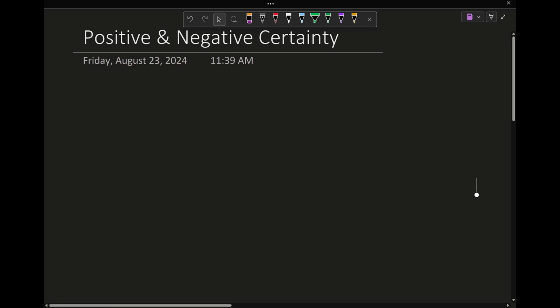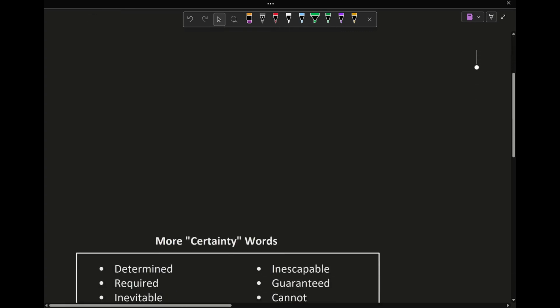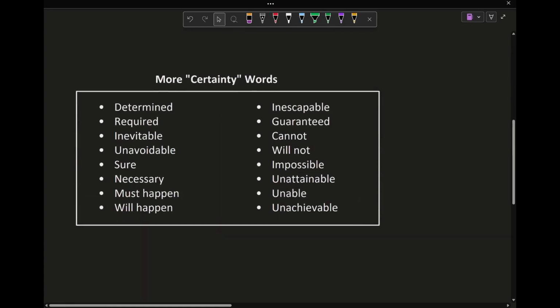in different conditions. So for a few more words that can be used to describe certain scenarios, here's a quick list. This list is not exhaustive, but it is a good gathering of words. So these are words like determined, required, inevitable, unavoidable, sure, necessary, must happen, will happen, inescapable, guaranteed, cannot, will not, impossible, unattainable, unable, unachievable, and many more like these.